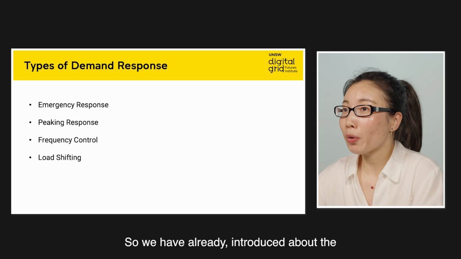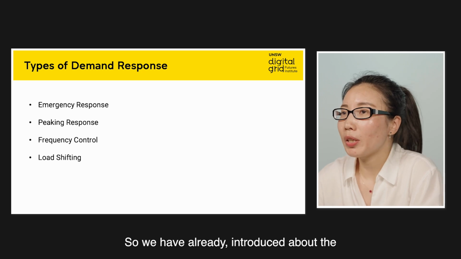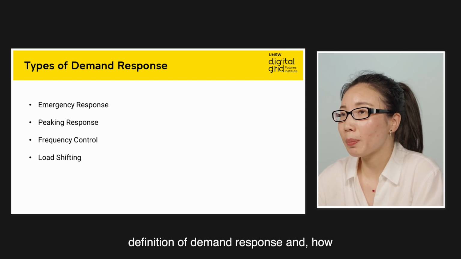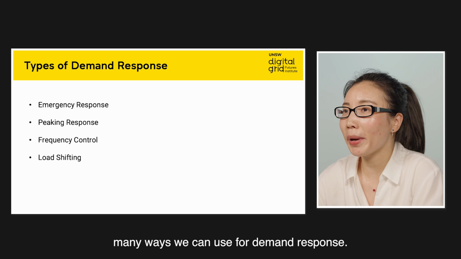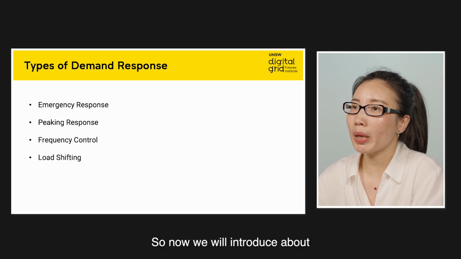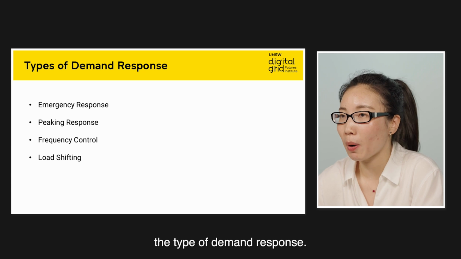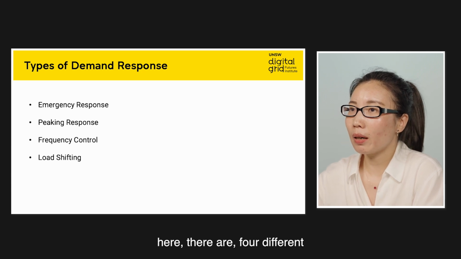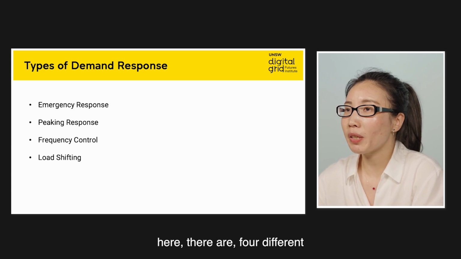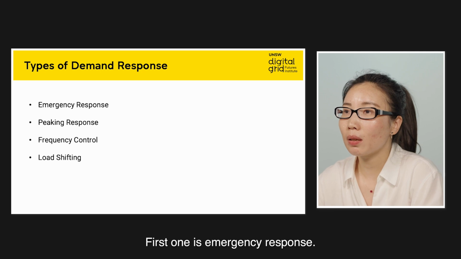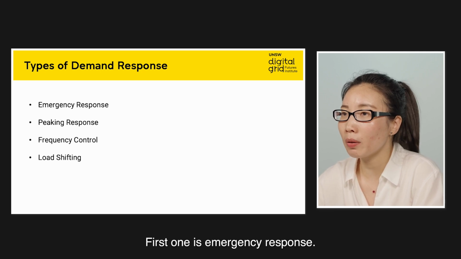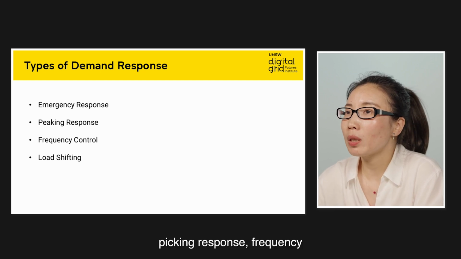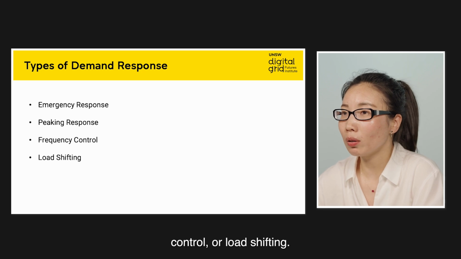So we have already introduced the definition of demand response and how many ways we can use it. Now we will introduce the types of demand response. Here there are 4 different types of demand response. First one is emergency response, peaking response, frequency control, or load shifting.